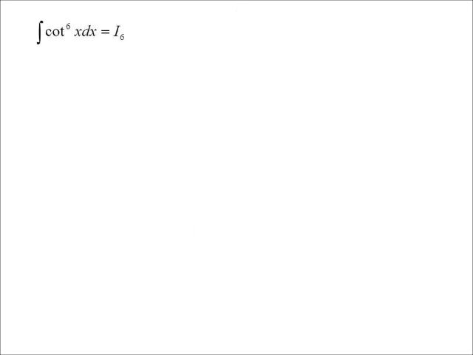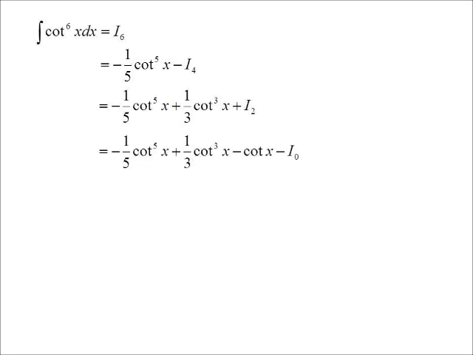Alright, let's work out our I_6. Cot to the 6 is I_6. Subbing into our formula, minus the fifth cot 5 minus I_4. I_4, apply the formula again. A third cot cubed plus I_2 now. Now we use the formula again on I_2. We keep using our reduction formula until we get to either 0 or 1. Can't go into the negatives. So I_0 in this case. But again, that's just cot to the power of 0, which is 1. So it's just the integral of dx, which is x.